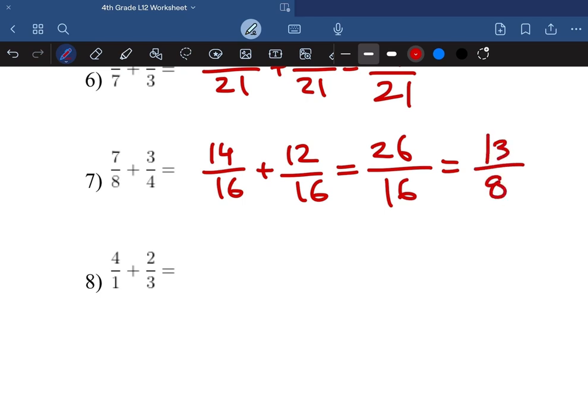Number 8, we have 4 over 1 plus 2 over 3. So again, we're going to find the common denominator. In this case, it's going to be 3. Multiply top and bottom of 4 over 1 by 3 to get 12 over 3 plus 2 over 3. 12 plus 2 is 14, so the answer is 14 over 3.